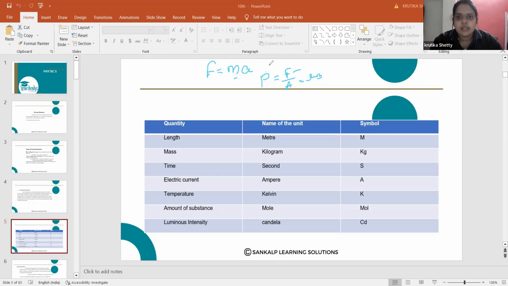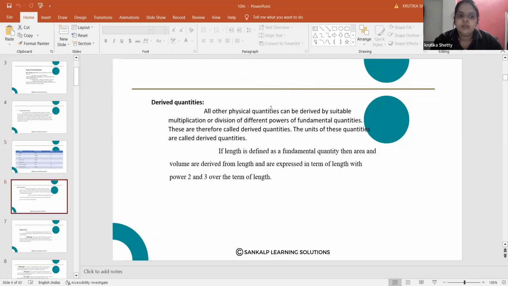So now you can see this. The next slide, the derived quantities. All the other quantities can be derived by a suitable multiplication or division of different powers of fundamental quantities. These are therefore called the derived quantities, and the units are called derived units.